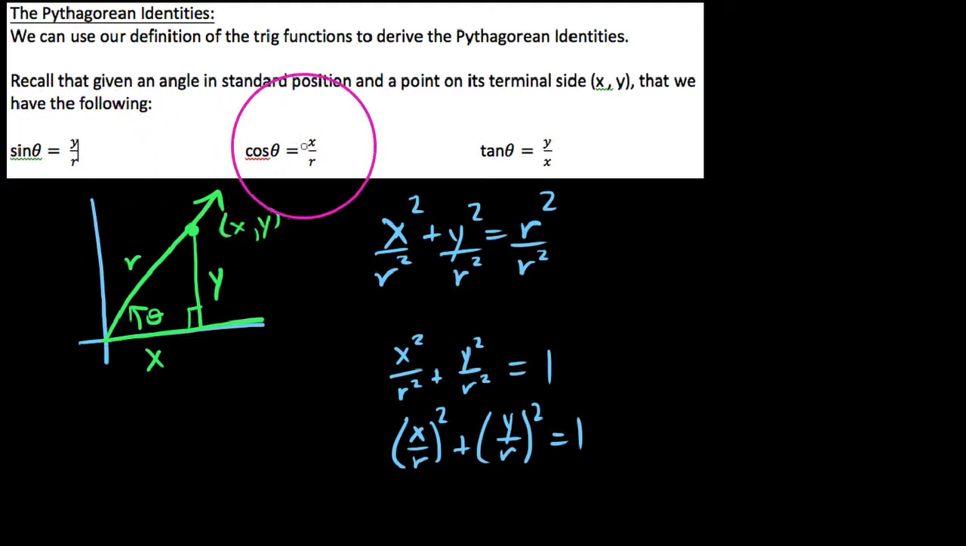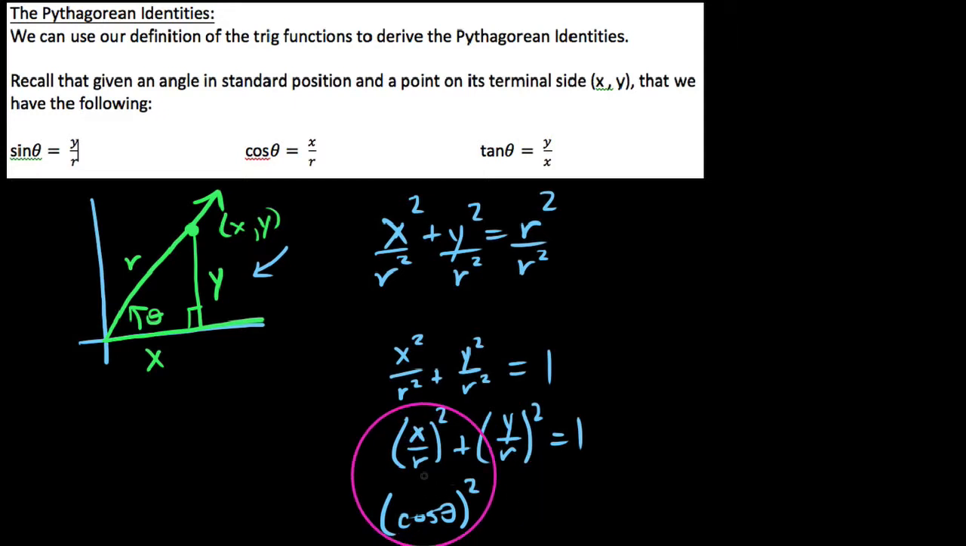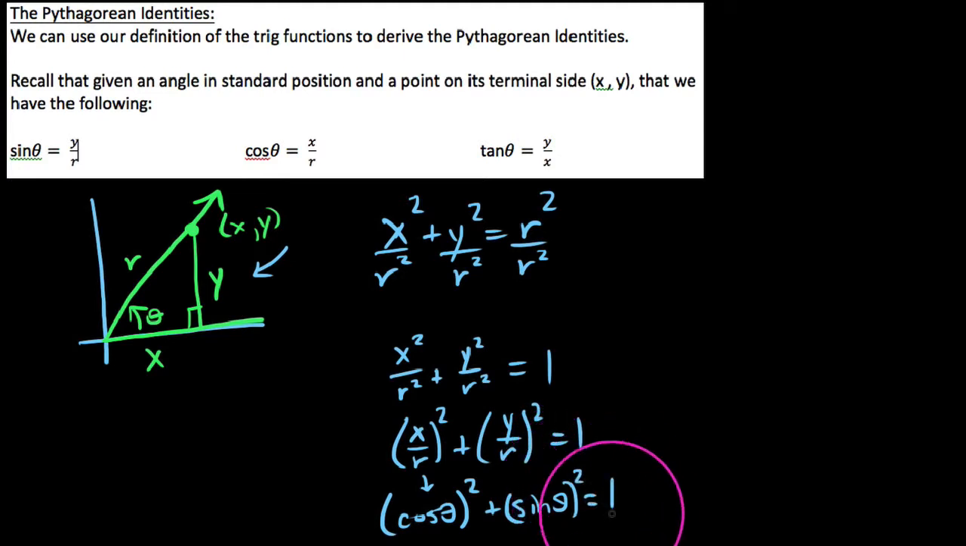And cosine of theta is the same as x over r from our definition over here on the left. So everywhere I see an x over r, let's just write this instead. We say cosine of theta. That's what's being squared here. Plus the sine of theta, which is y over r. That was what was being squared there.